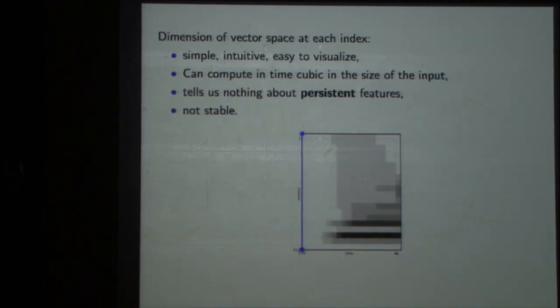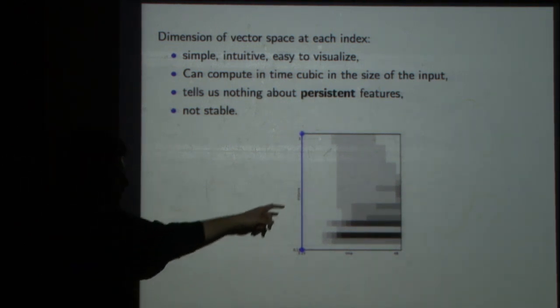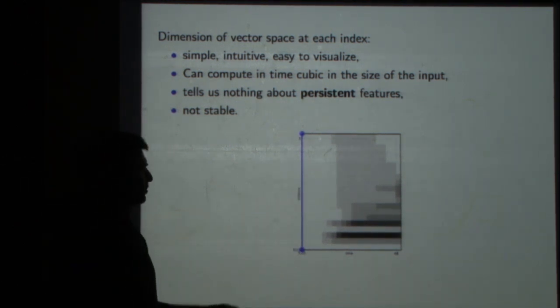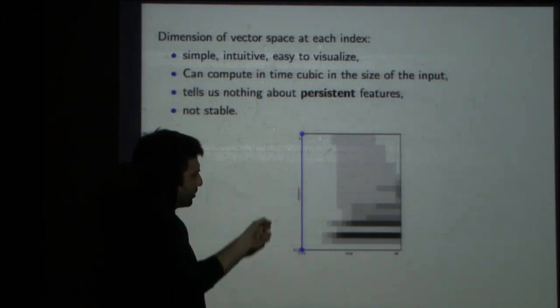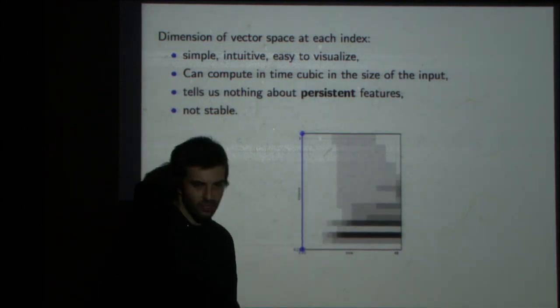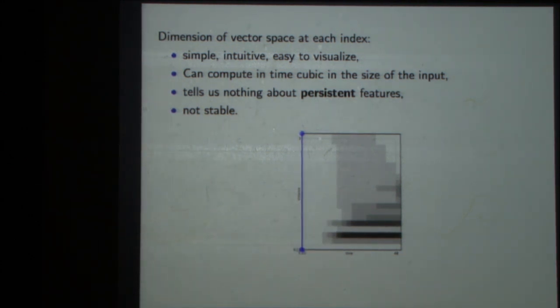The dimension of the vector space at each index is self-explanatory. We visualize it in grayscale. Where the dimension is 0, we take the region to be white, and the darker the region is, the larger the dimension is. That's our convention. And you can compute this easily. In fact, we need to do it as a primitive for the other things that we do anyway. And I like this. I think it's intuitive and it's simple. I can learn something from it right away, but it has its limitations.